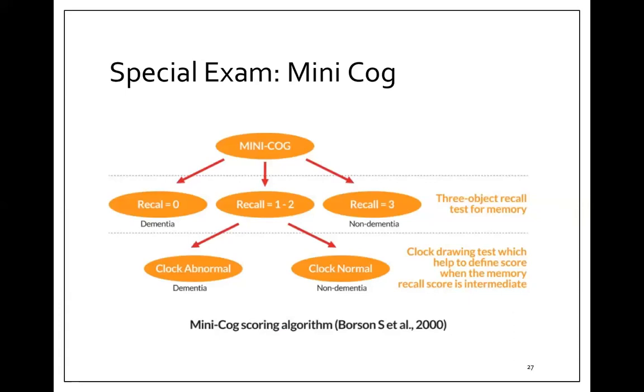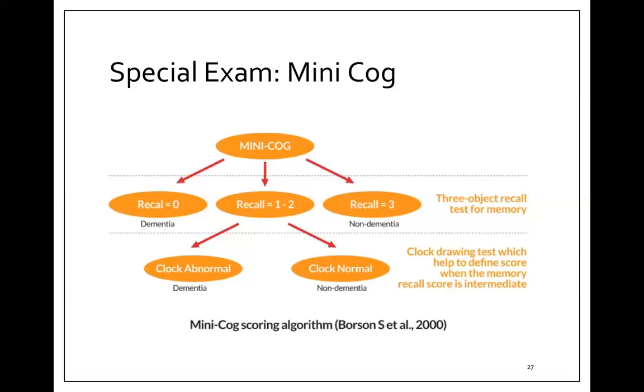These next two slides detail special exams for cognition. The first one is the Mini-Cog, which is a gross test to alert you that someone may have or be experiencing cognitive deficits. And that's just a three-object recall test for memory. That's saying to someone, I'm going to give you the name of three objects. I want you to repeat them back to me now, and then remember them because I'm going to ask you to repeat them back to me later. And then having them draw a clock.